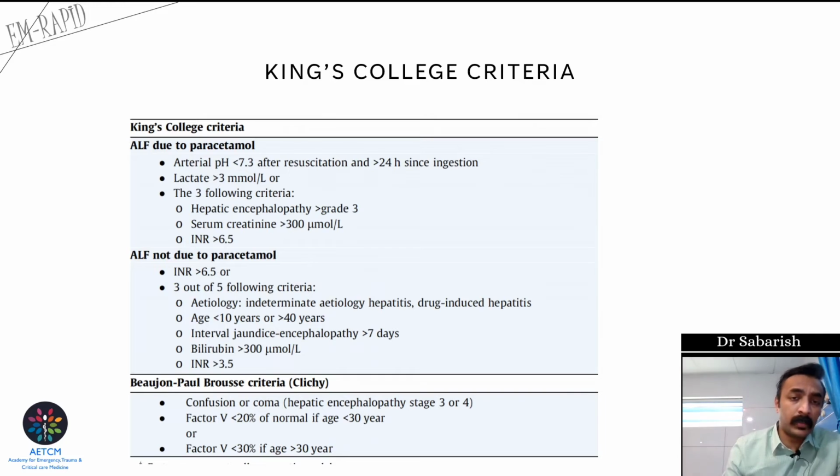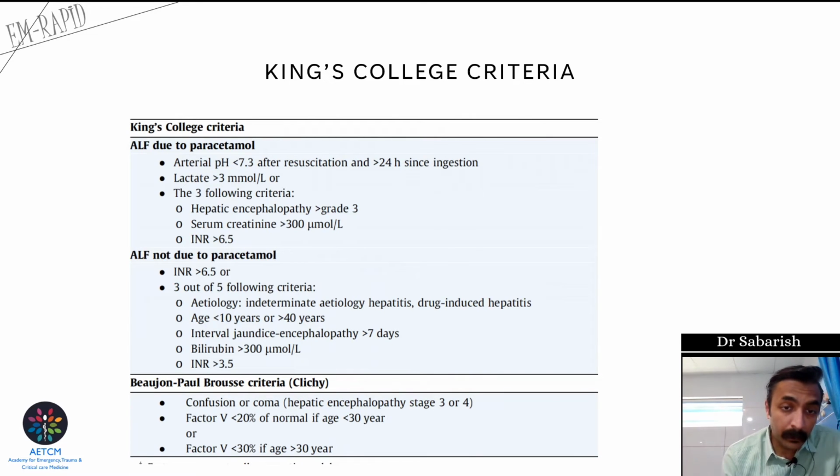That is, one based upon the etiology: paracetamol, or non-paracetamol related ALF. For paracetamol related ALF, you have to have an arterial pH of less than 7.3 after resuscitation and more than 24 hours after ingestion of PCM, a lactate of more than 3 millimole, or the three following criteria: hepatic encephalopathy of more than grade 3, a serum creatinine of more than 300 micromole per liter, and an INR of more than 6.5.